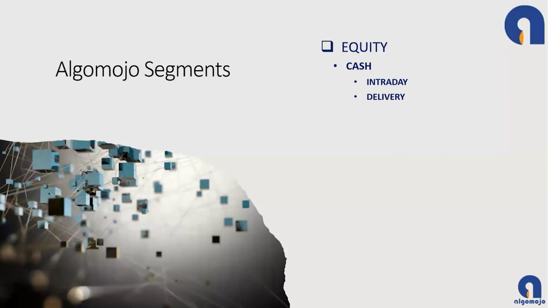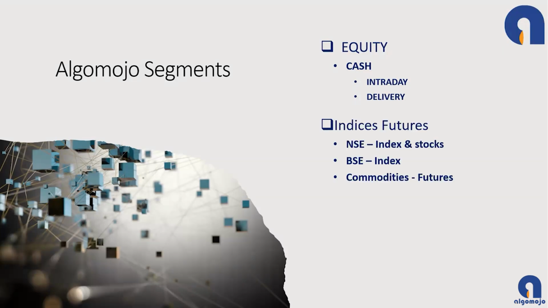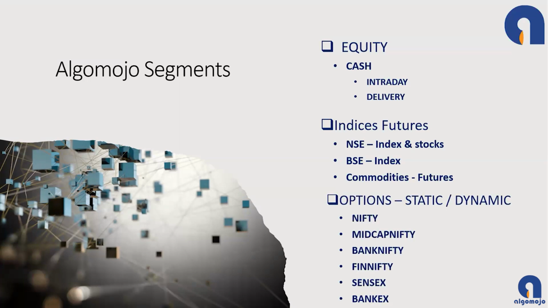The segments that you can trade are the cash market, where you can trade intraday, or delivery or holding basis also. In terms of futures, you can trade in index, BSE, NSE, and commodities. Options can be either static or dynamic in any of the indices, Nifty, Mid Cap Nifty, or Sensex. All these are available for traders, swing traders and scalpers.